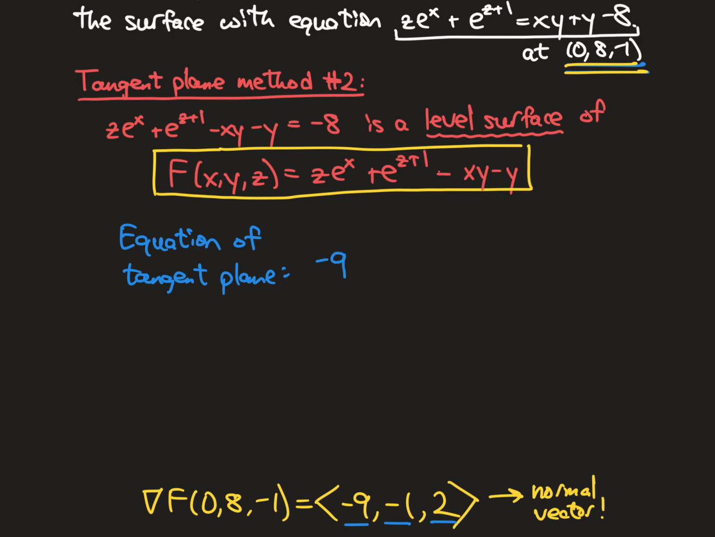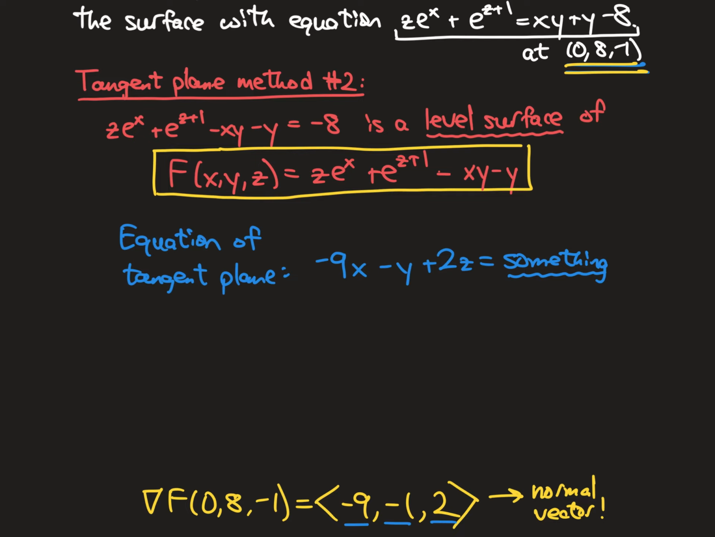So the equation of the tangent plane is of the form -9x minus y plus 2z is equal to, well, sorry, we're not quite done yet. It's equal to something. You're probably thinking, Dr. Cook, can you do a little bit better than that? Can you do a little bit better than something? And I'm glad you asked, because the answer is yes.